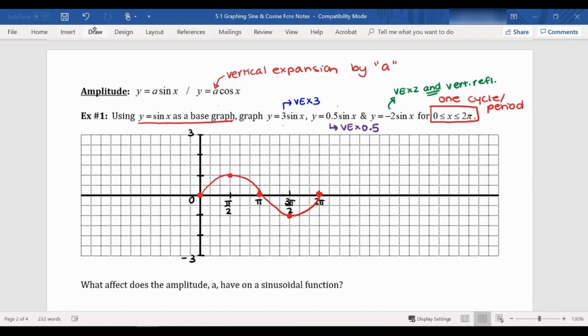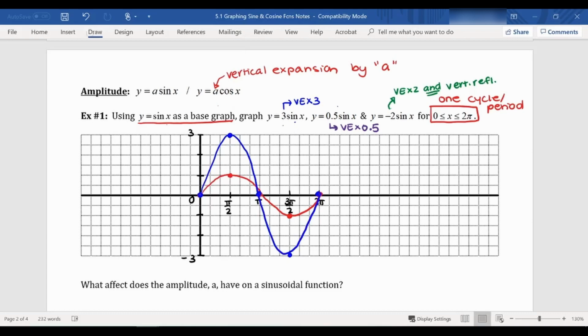Now it's going to be very easy to draw my expansions here because they're all vertical expansions. So this is only going to stretch up and down. We're not stretching or compressing left to right. So that means all of my zeros stay in the same spot because 0 times 3 is just 0. But now my maximum, instead of being at 1, needs to be at 3. And my minimum, instead of being at -1, needs to be at -3. And so it's just going to stretch up so that it's 3 times as tall.